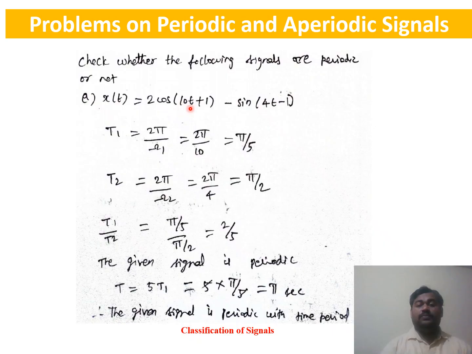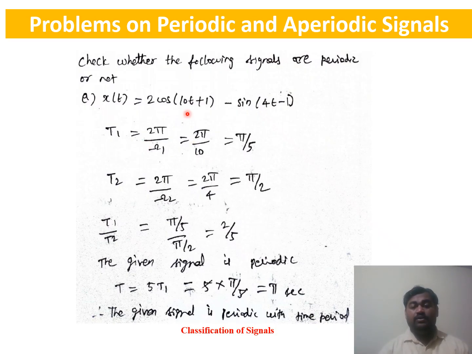We have two components, so we have to find two time periods. T1 equal to 2 pi by omega 1, and T2 equal to 2 pi by omega 2. This is for continuous time. In the case of discrete, N equal to 2 pi by omega into m, but for continuous, T equal to 2 pi by omega.